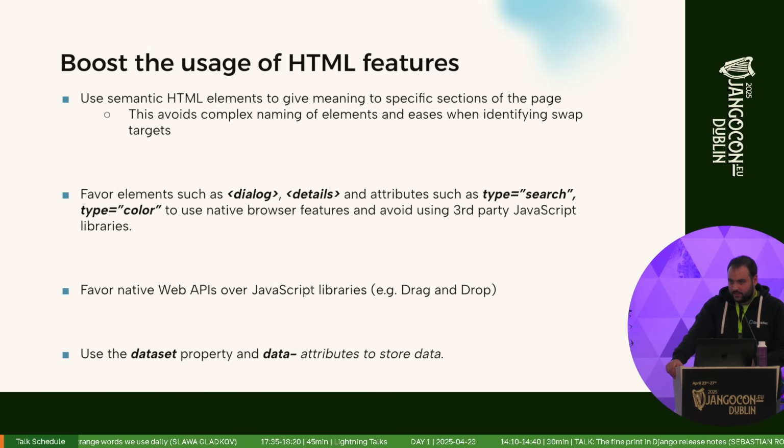Use the dataset property and data attributes to store information on your HTML. Favor web APIs over JavaScript libraries. It's just adding another layer of complexity. And like the semantic HTML, try to use modern HTML elements for small UI instead of relying on JavaScript libraries. So for example, dialog, instead of adding a Bootstrap modal, details, input type search, it gives some small UI improvements that can be beneficial.